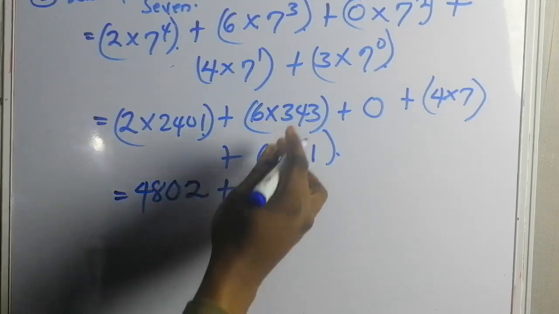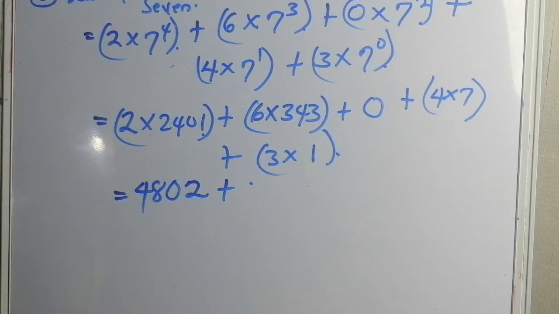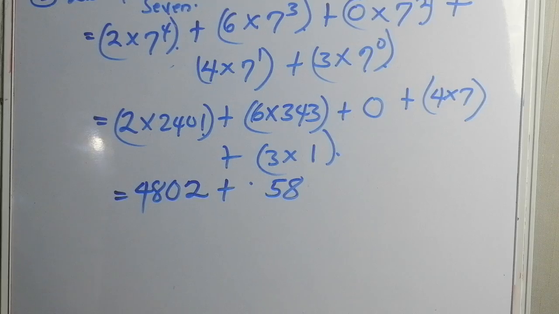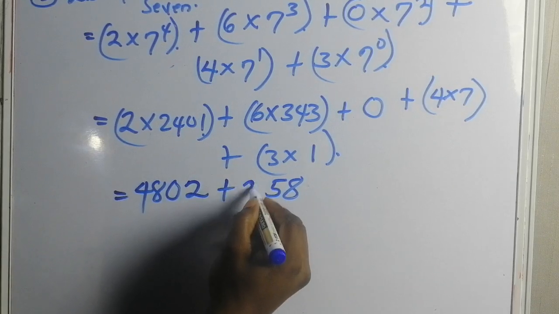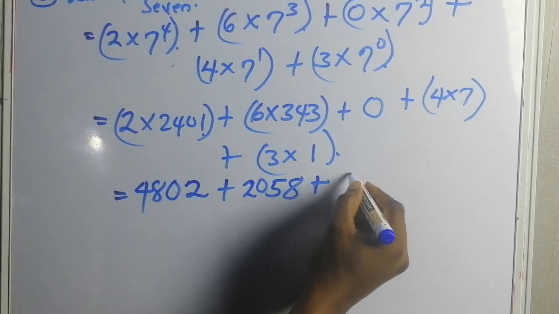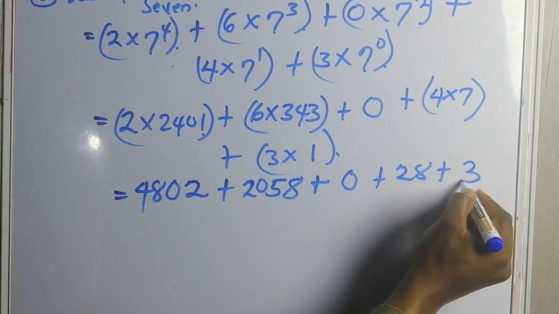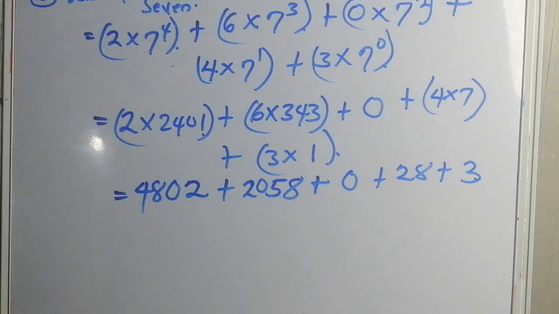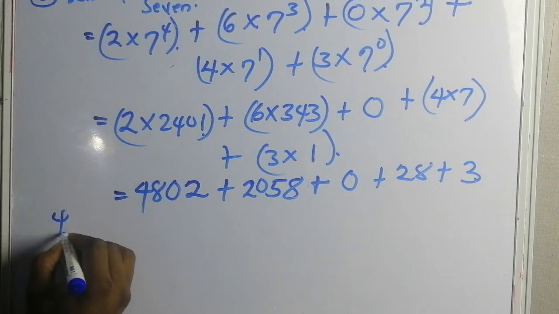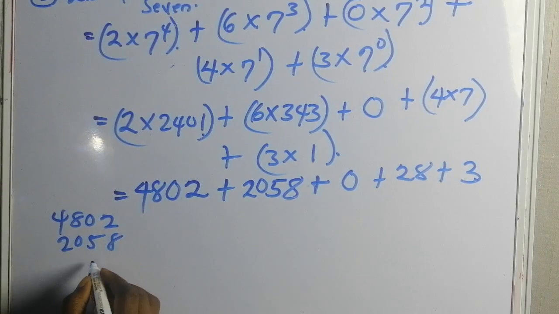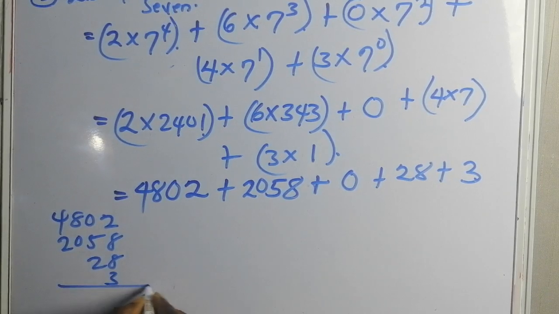Then you can also do this 6 times 3, 18, take 1, carry 1, then 6 times 4, 24, plus 1, that's 25, carry 2, 6 times 3, 18, plus 2, that's 20. Then you have your 0, 7 times 4, 28, plus 3. So it means that I can add this. Let me do this manually to ensure that I'm not making any mistake. 25, 8, then you have your 28, you have your 3.